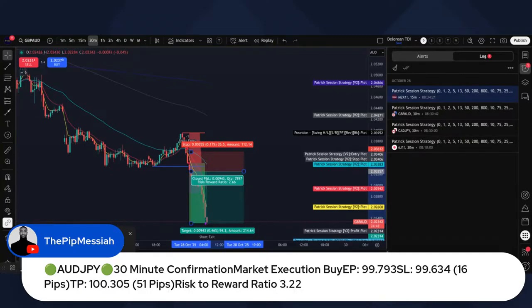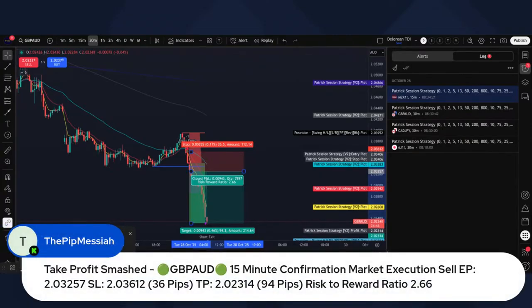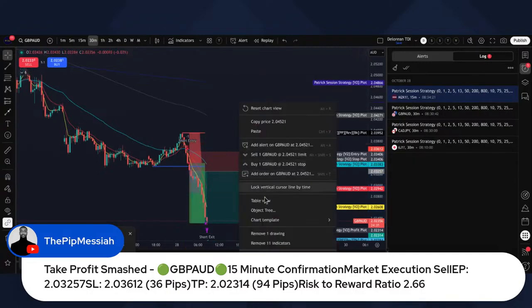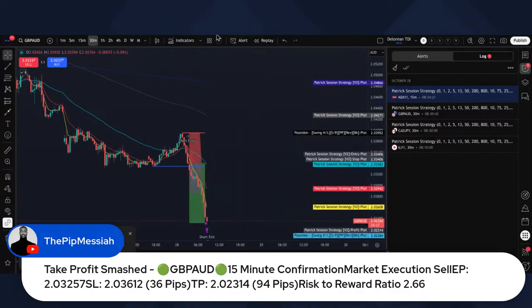Got to take profit smash. Great British Pound to Australian dollar for 94 pips. Again, congratulations. Let's go ahead and get that recorded. That's win number 931 for the year. Brings us to 3,730,699 pips, one year to date.